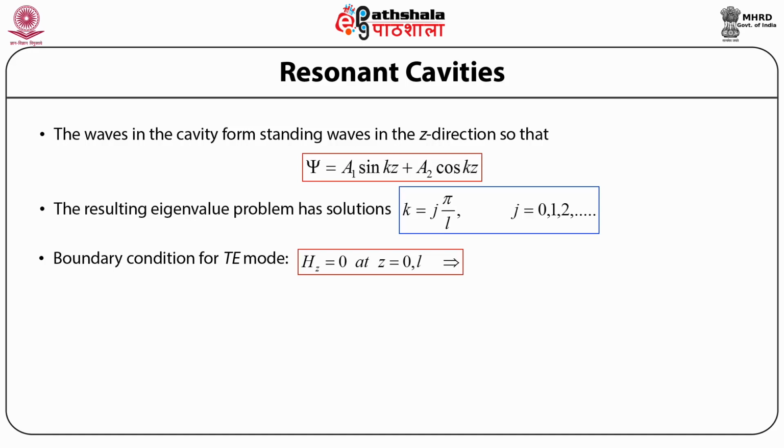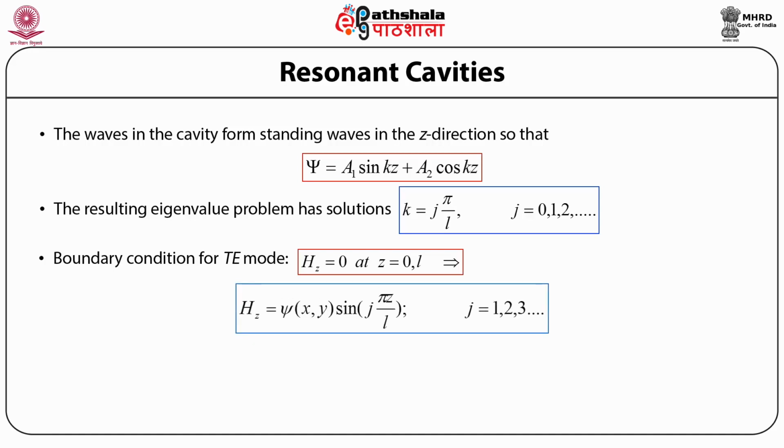We can then write the z component of the magnetic field as given by psi as a function of x and y times sine of jπz/L, where j is equal to 1, 2, 3 and so on, an integer.